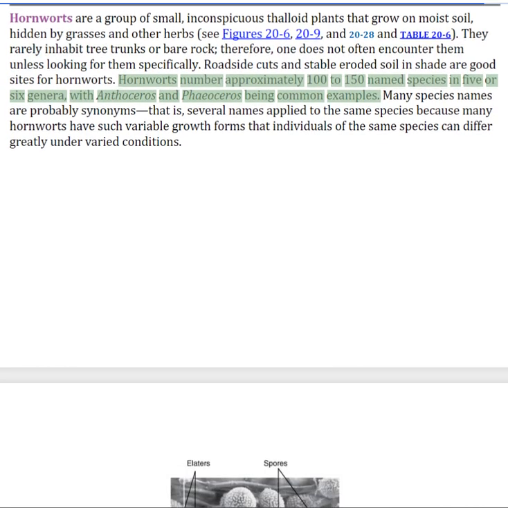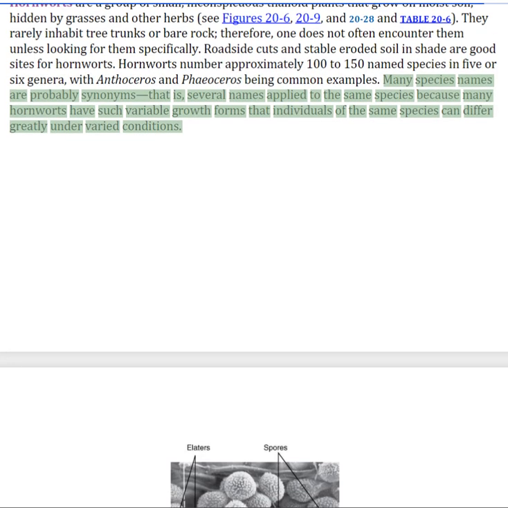Hornworts number approximately 100 to 150 named species in 5 or 6 genera, with Anthoceros and Phaeoceros being common examples. Many species names are probably synonyms, that is, several names applied to the same species because many hornworts have such variable growth forms that individuals of the same species can differ greatly under varied conditions.